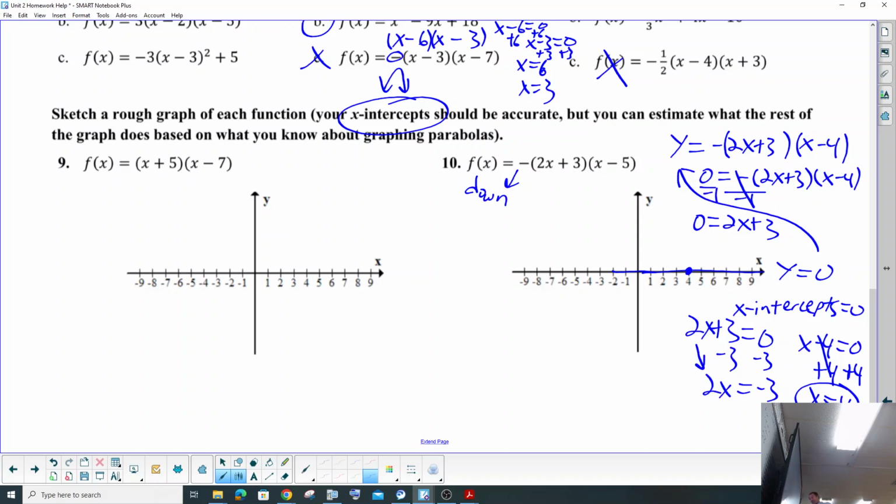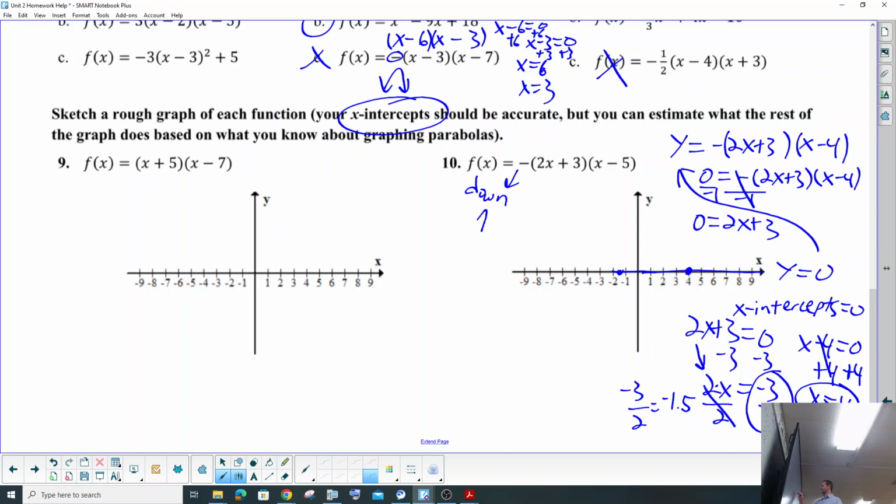How do we get that 2 to the other side? Solve for x, the x-intercept. Well, it's multiplied, so we're going to divide by 2. And so we get 4 and negative 3 halves. So if you put that in your calculator, that's approximately negative 1.5. So that's right about there.